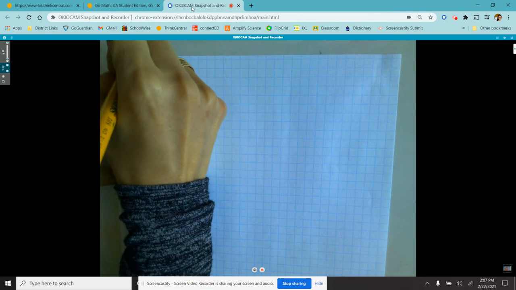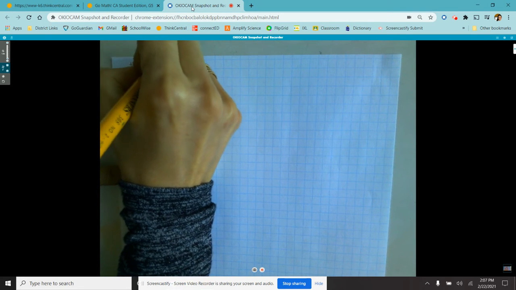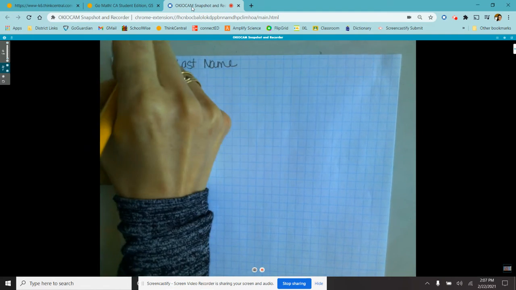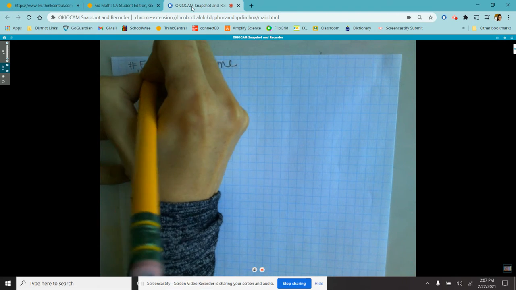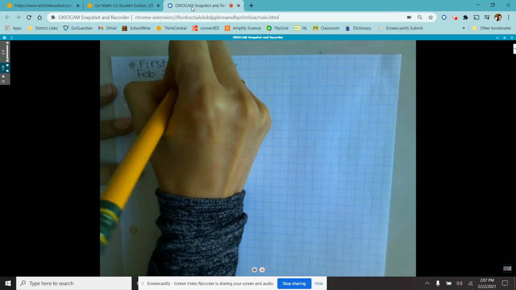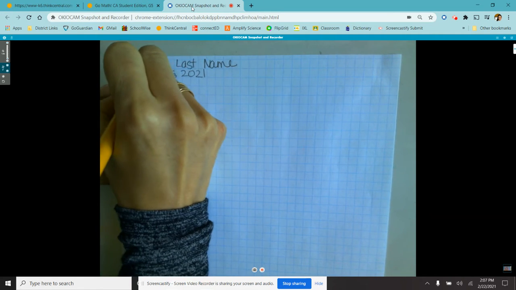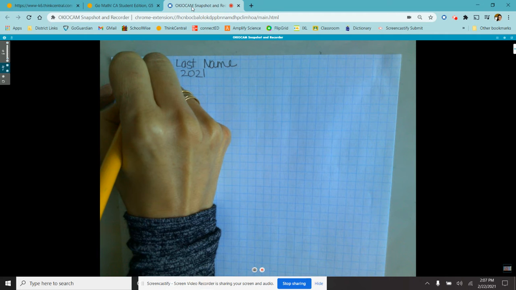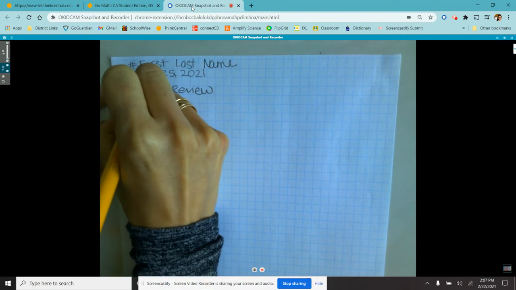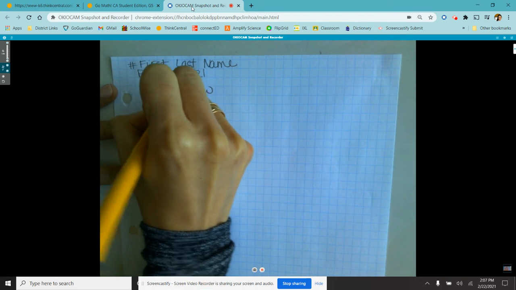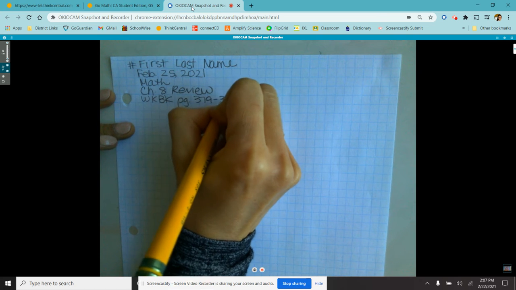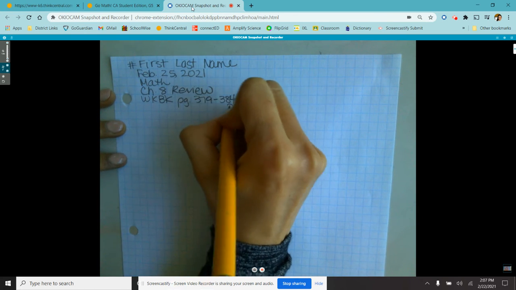So on our graph paper, we always put our name on our paper. First thing, you put your first and last name, the date, whatever Thursday is. This is math, and this is chapter 8 review. And we labeled the assignment as workbook page 379 to 384. All right, so here's part 1.